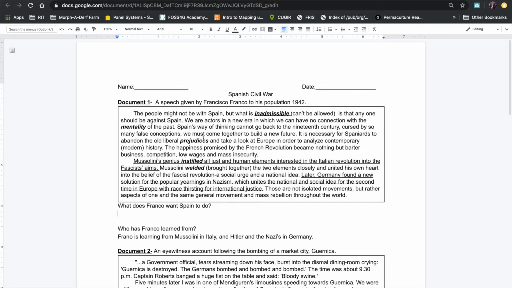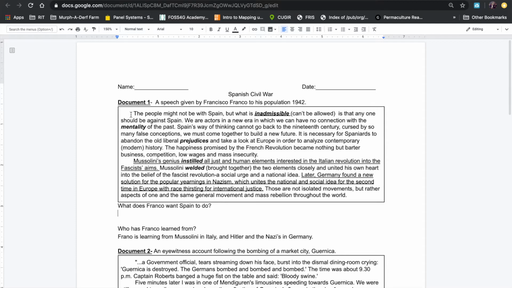It is necessary for Spaniards to abandon the old liberal prejudices and take a look at Europe in order to analyze contemporary or modern history. Yeah, if I just write the old liberal prejudices, it doesn't give me anything to talk about. If you wanted to say to take a look at Europe in order to analyze contemporary or modern history, and that makes you think, oh, he wants to do what other European countries are doing, yeah, that's perfect. As long as you're thinking he wants them to do what other European countries are doing, then perfect, right? But it's all a matter of what you see as something that you can talk about.